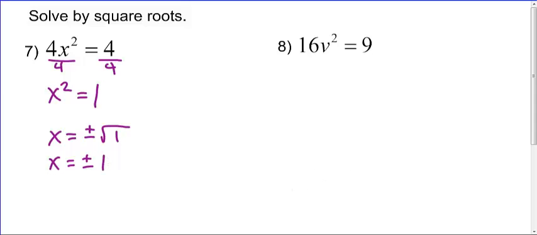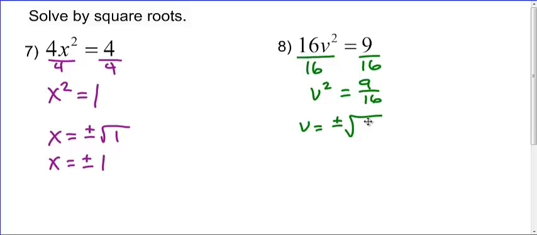Okay. One more, and I've decided I want to add one more. There's a situation we haven't run into that I want to make sure we run into. So 16v squared is equal to 9. We'll divide by 16. And then, again, I need to take the square root of both sides. So v then is plus or minus the square root of 9/16. So finally, v would equal plus or minus 3/4.